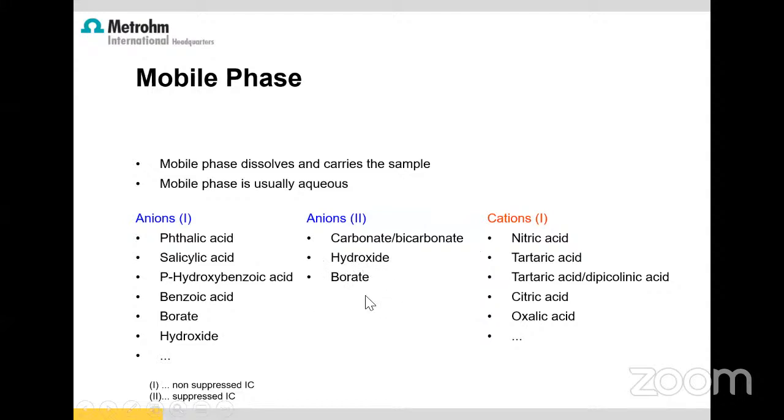We use borate mobile phases. We use nitric acid mobile phases. But among these, we use predominantly more of carbonate, bicarbonate and nitric acid. The reason is these salts and acids are readily available in any lab. Any small lab has the availability of all these salts and acids. You don't have to invest more.